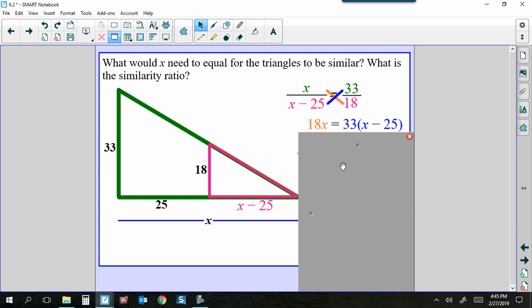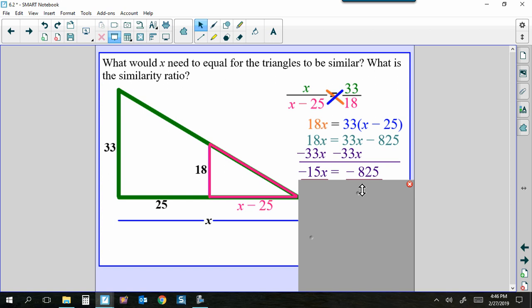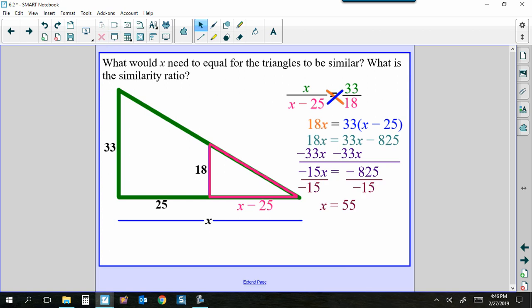18 times x would give me 18x. And then 33 is going to multiply by both x and negative 25, so we are going to distribute here. So we have 18 times x, and then 33 times x and 33 times negative 25, which gives us 18x is equal to 33x minus 825. We can use the subtraction property of equality to get negative 15x is equal to negative 825. And then lastly, we will use the division property of equality, dividing by negative 15 on both sides, giving me a final answer of 55.